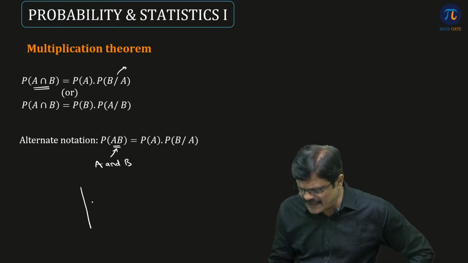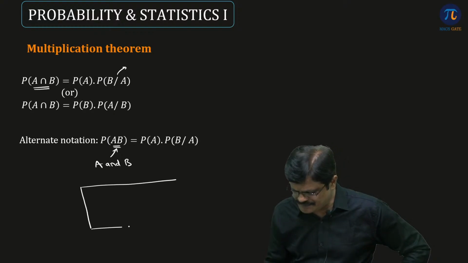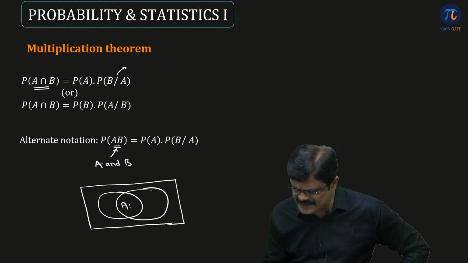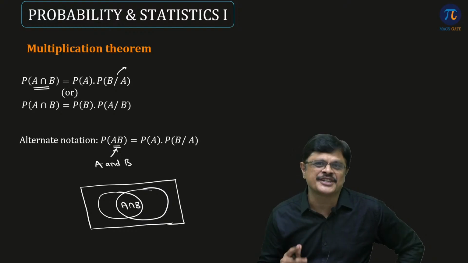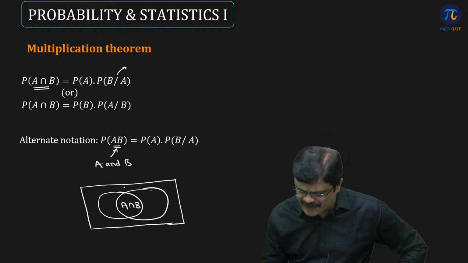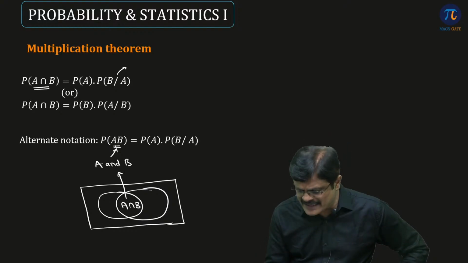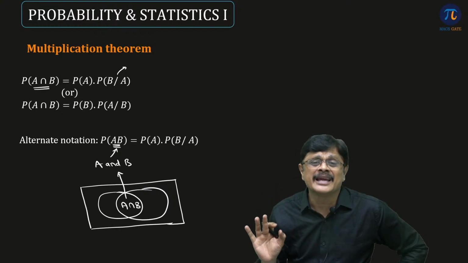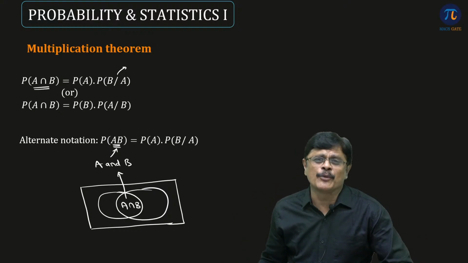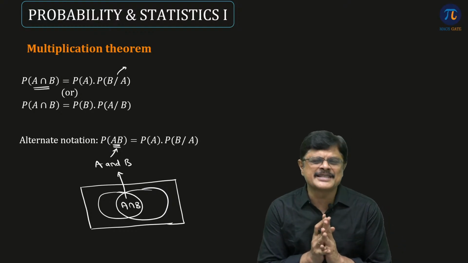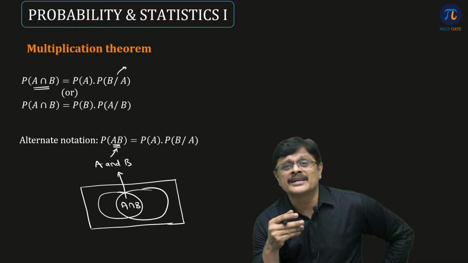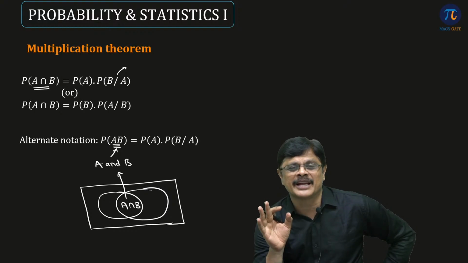So here the idea is, we have event A and event B. This is the common portion, A intersection B, and that is simply denoted as A and B, and sometimes the AB notation may be used. So please be careful. Now I am going to take some very simple but very important examples to understand the concept of the multiplication theorem.